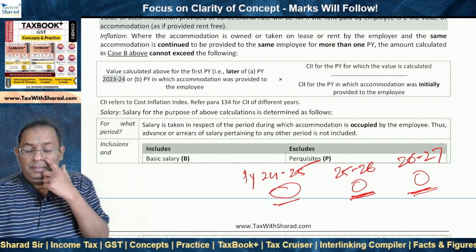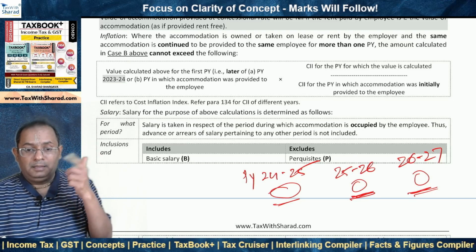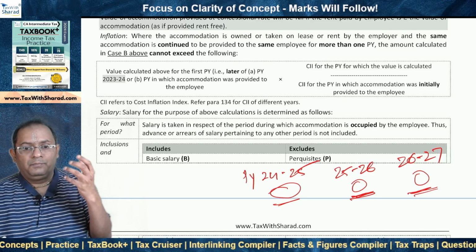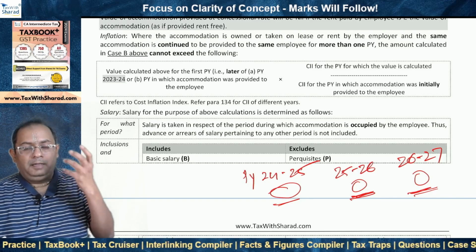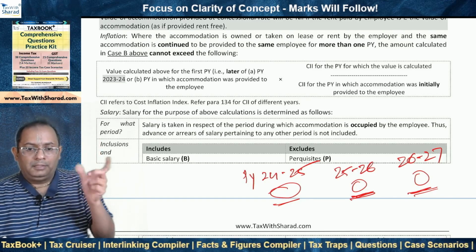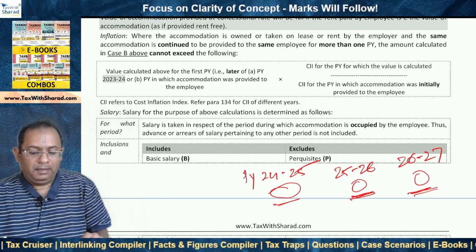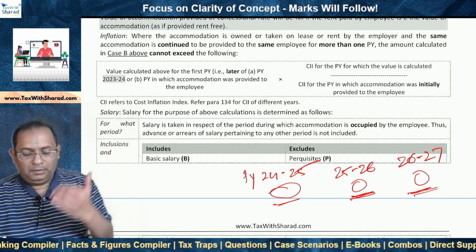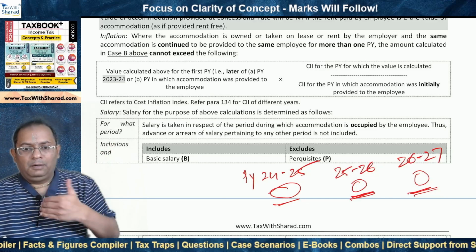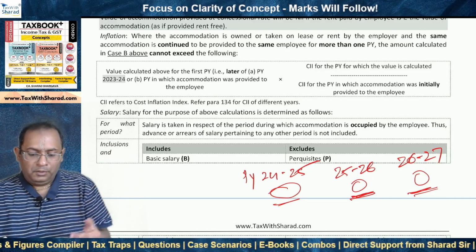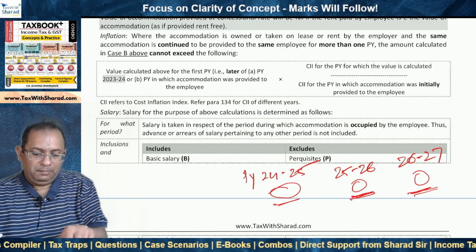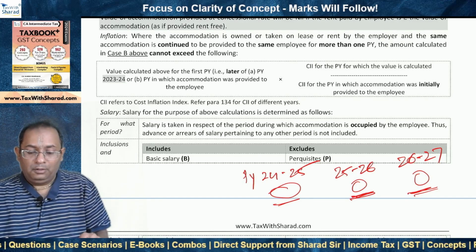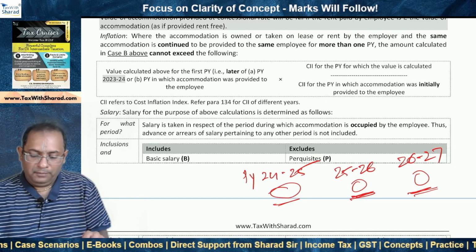The cost inflation index, remember, is the same cost inflation index which we use to compute the indexed cost of acquisition or the indexed cost of improvement while computing capital gain, and that reflects the inflation index. So that indicates to us the amount of inflation occurring year on year. This is the same index that we apply for rationalizing this valuation of accommodation, the perquisite value, as well.